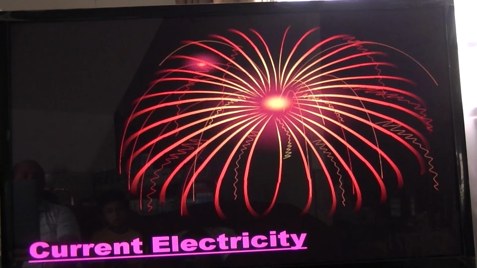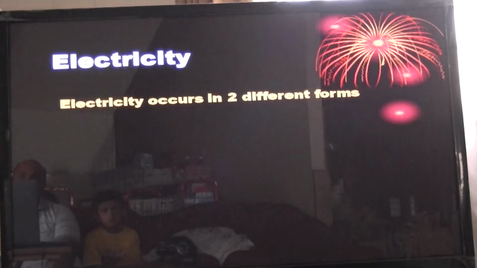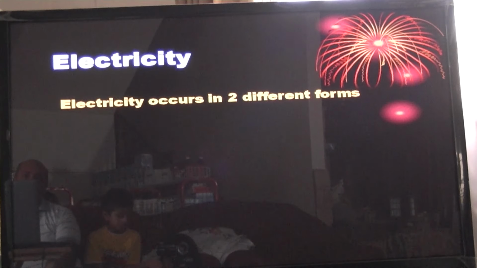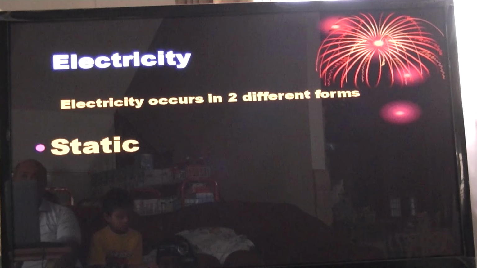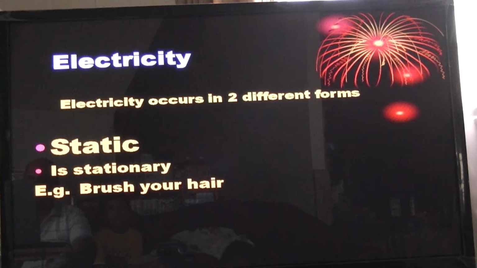Current electricity. Well, we talked about static electricity in our last series. This is series 2 on current electricity. Electricity occurs in two different forms. Static, which we talked about, is stationary.